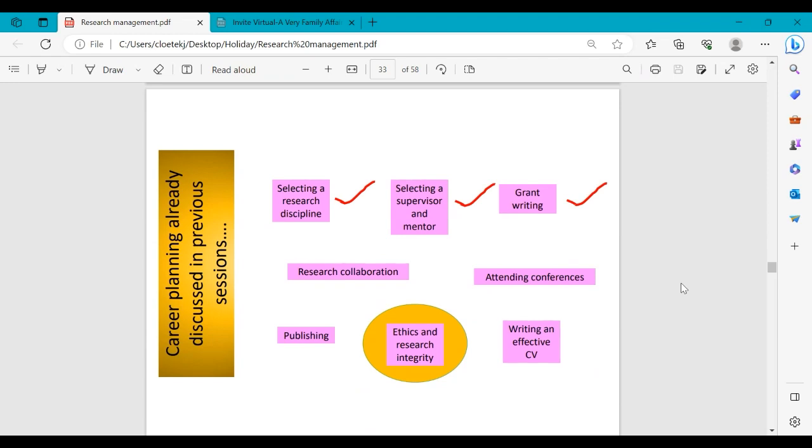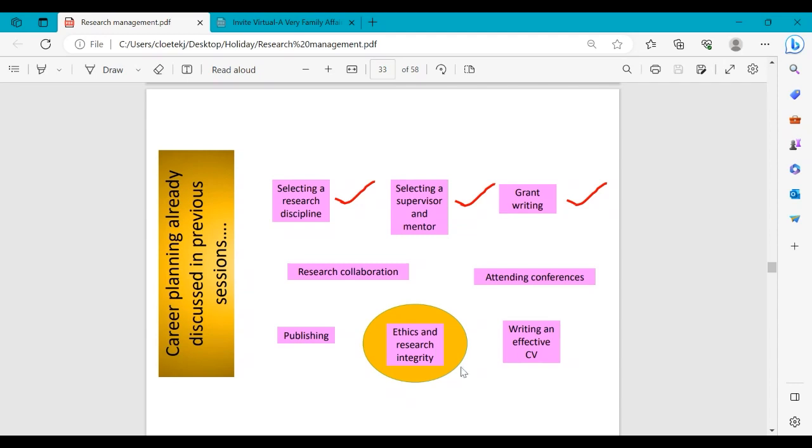Okay, so now if we look at career planning, and project planning before we get to project planning. In the previous sessions, we already discussed how to select a research discipline, how to select a supervisor and mentor, and grant writing. All of these that I'm listing here: selecting a discipline, selecting a supervisor, grant writing, having a valid and diverse research collaboration, attending conferences, publishing well, speaking well at conferences, and writing an effective CV, which we'll have in the next session, are all very important for you to understand to effectively plan your career. So attend workshops on this, read papers on them, and ensure that you understand this very well to grow your career and your personal brand.